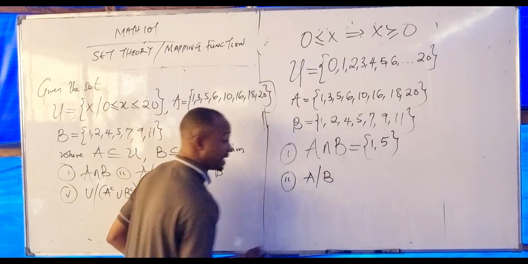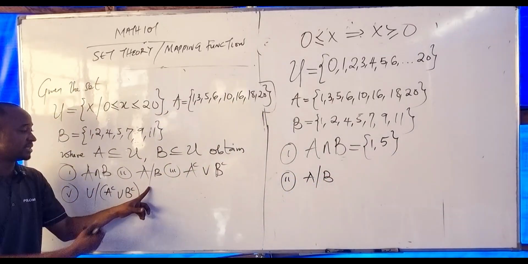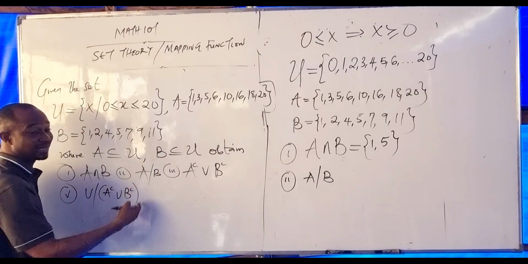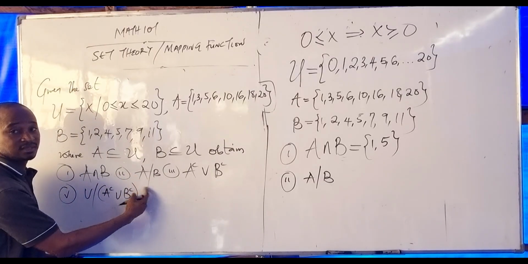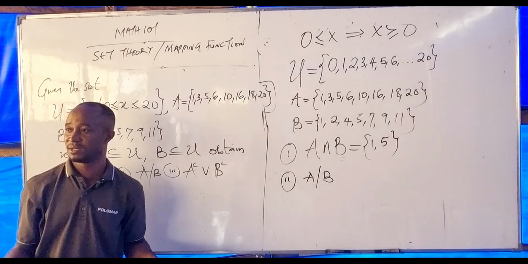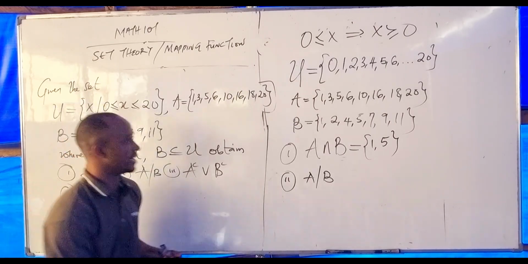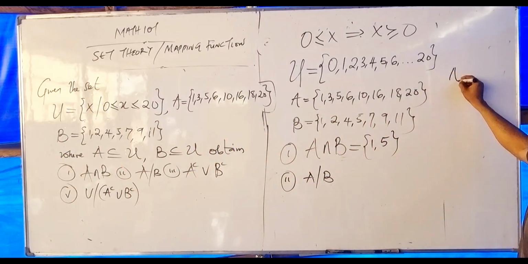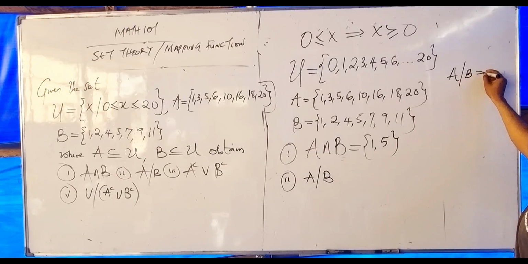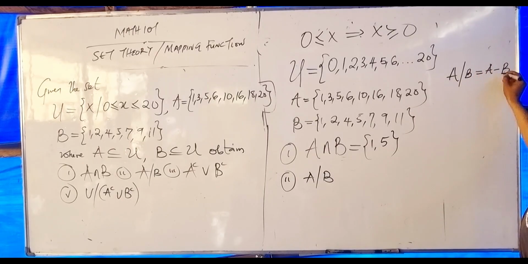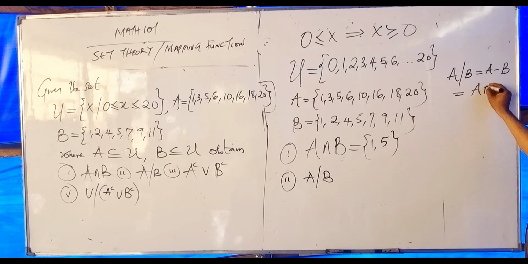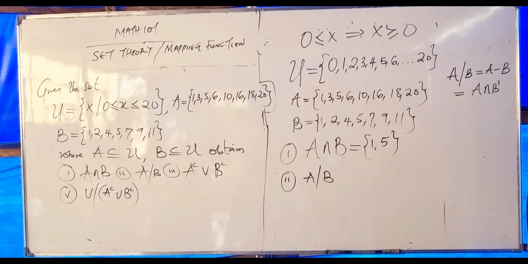A difference B, right? This symbol means what? When you see a slant line separating two sets, it simply means difference. We call it set difference. And we stated that A difference B is the same as A minus B, also the same as A intersection B prime, or B complement. Are you following?